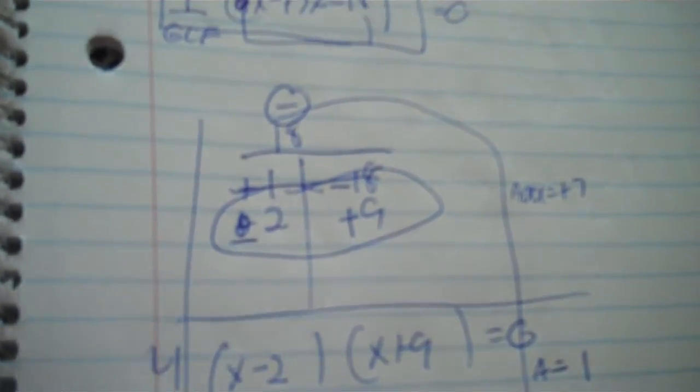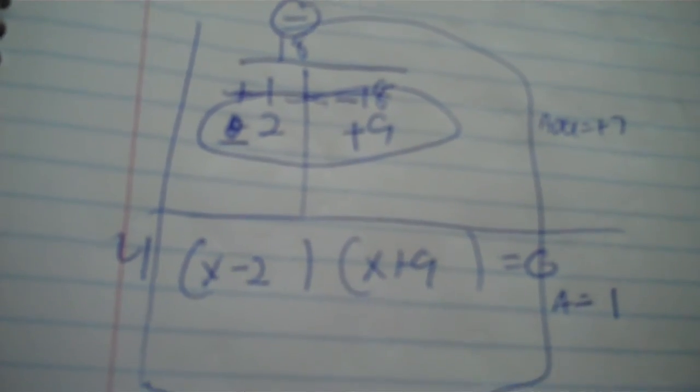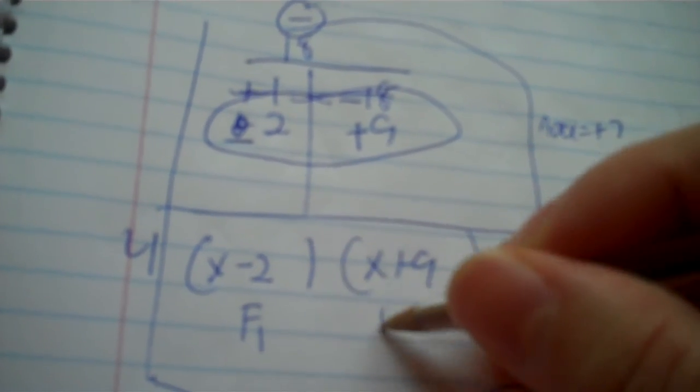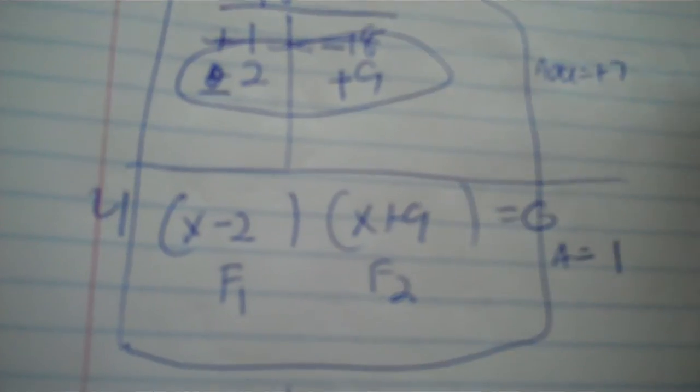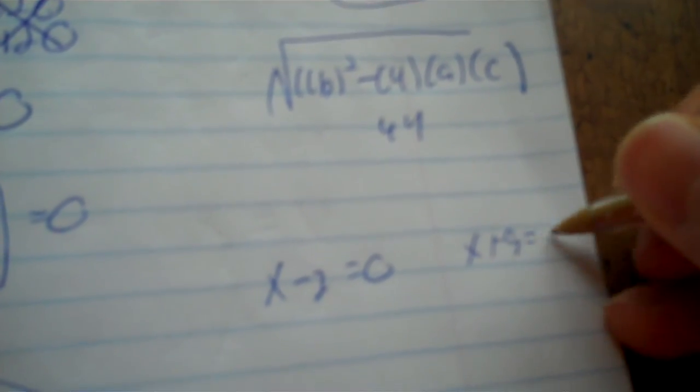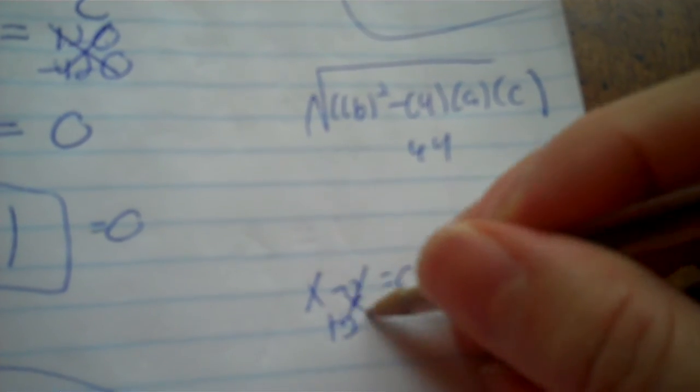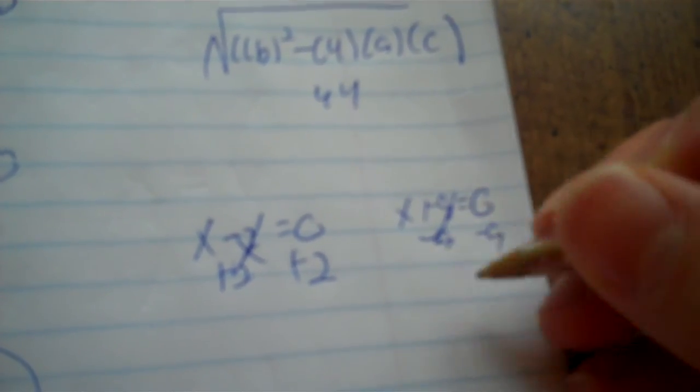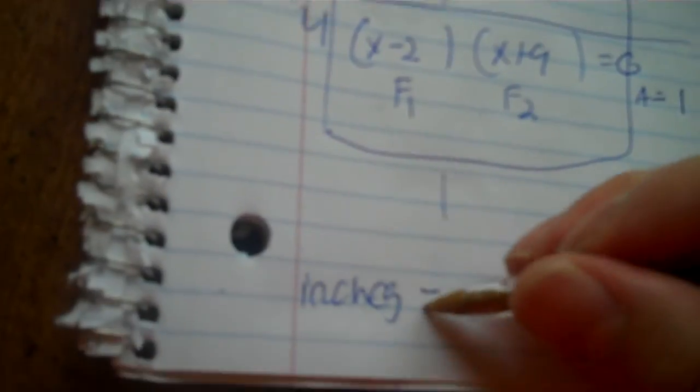Now that GCF of 4 you can bring down, but I don't put it in parentheses because it doesn't have an x. So those are the only 2 factors I worry about. So x minus 2 equals 0, x plus 9 equals 0. So I add 2, you get 2, minus 9, you get negative 9. Okay, 2 is the answer we want though.